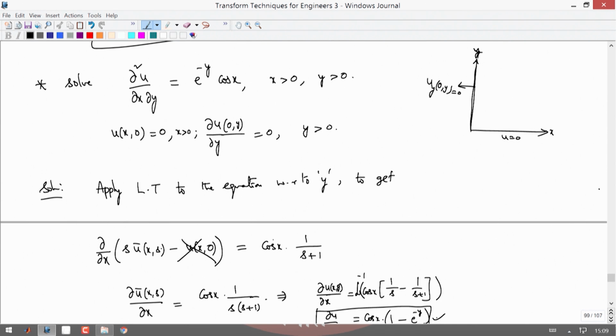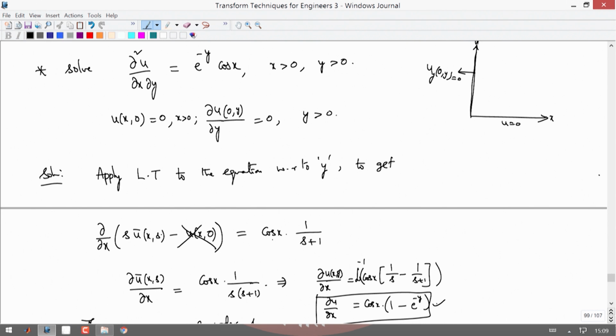So, this straightforward technique will not help. For this reason I will give you a special way of solving this. What we do is, instead of applying the Laplace transform to the variable y, I apply the Laplace transform to ∂u/∂y because of this condition. Anyway, ∂u/∂y is only here, so you do not have this side.